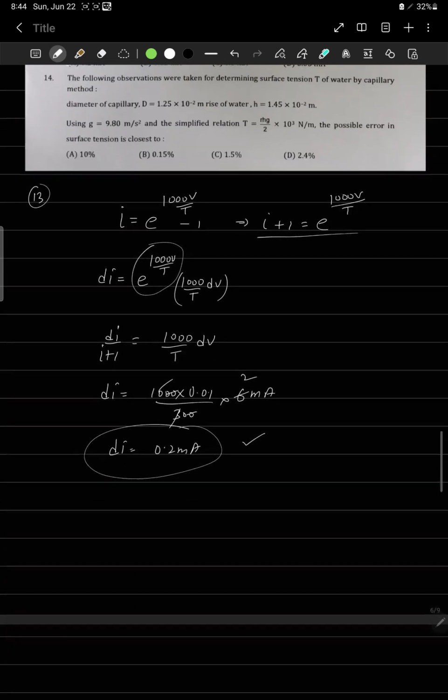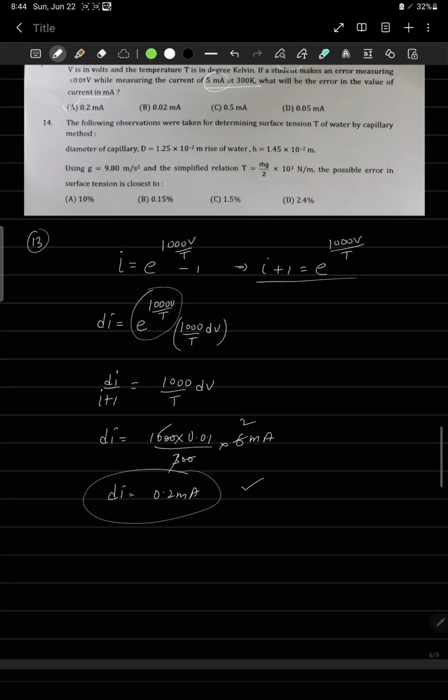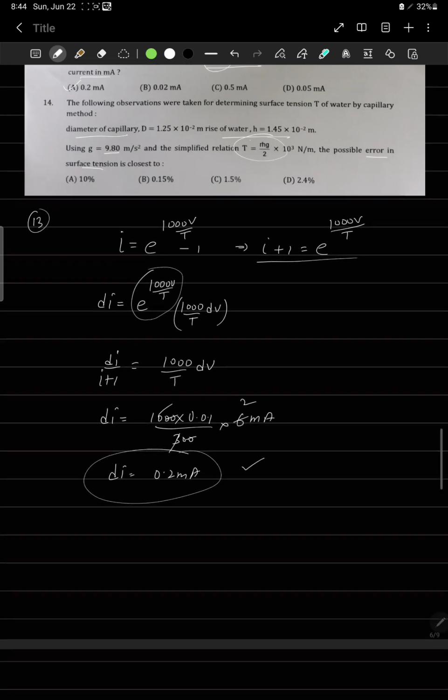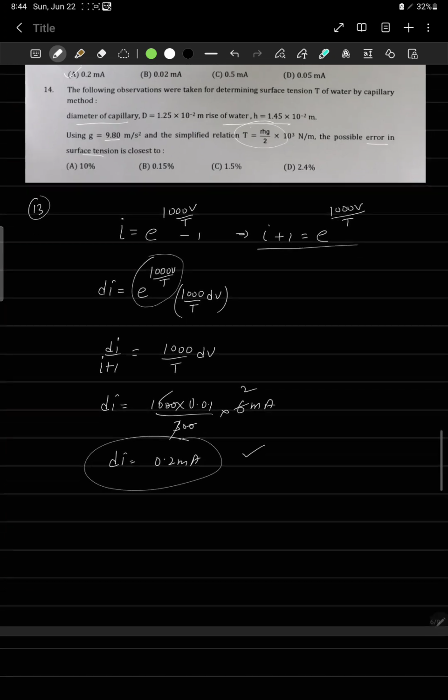Question number 14. The following observations were taken for determining surface tension. The diameter of the capillary is this one, the rise is this one, using g. What is the possible error in surface tension? So T = rhg/2 is given, so we can write T = rhg/2 × 10^3.